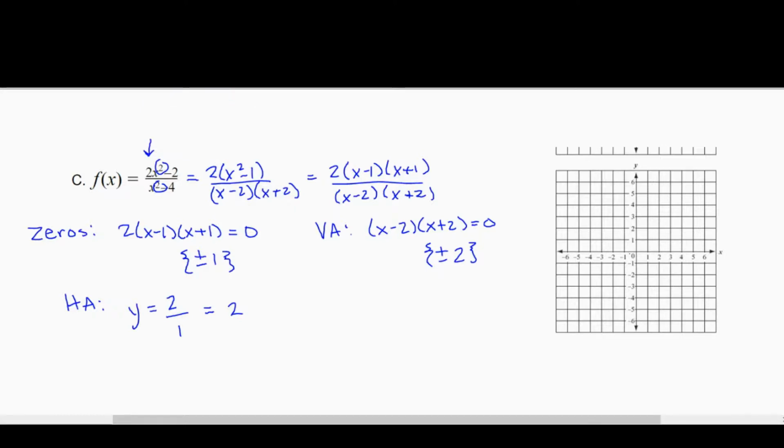So I have intercepts or zeros at -1 and +1. I have vertical asymptotes at -2 and +2. And lastly, I have a horizontal asymptote at +2. Again, in full disclosure, I'm probably not going to ask you to graph these without the assistance of some type of graphing calculator. So don't worry about that. Just knowing where these features are found is going to be the very most important part of this whole process.